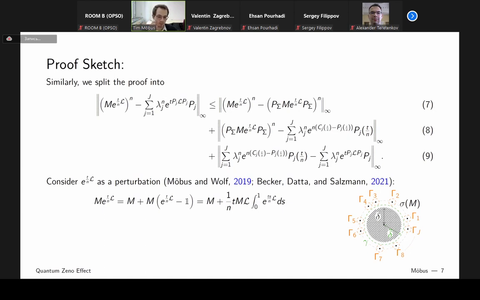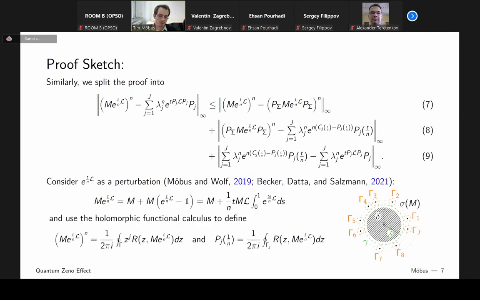And then with the holomorphic functional calculus, we can define those perturbed eigenprojections, and for example also use the definition of this operator, and gamma is in this sense the abstract sum of all these curves.